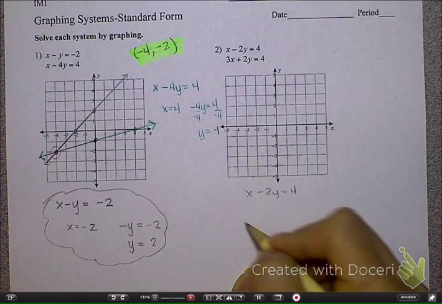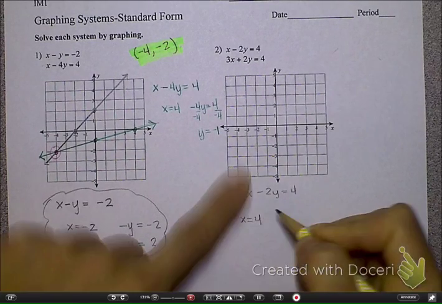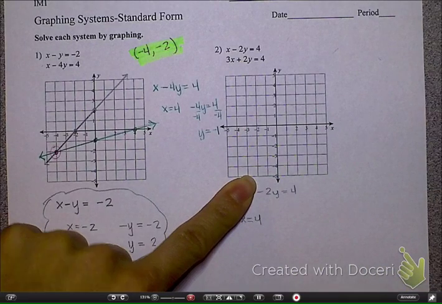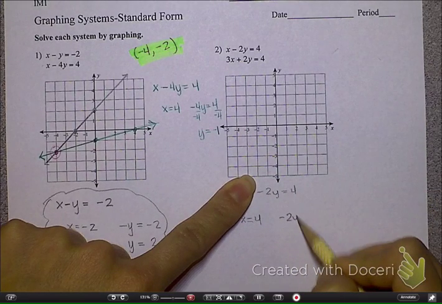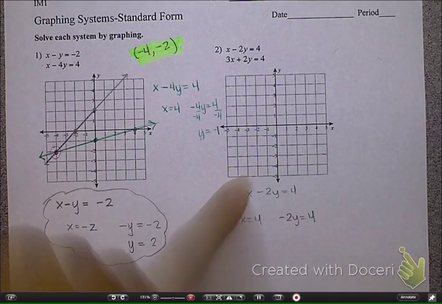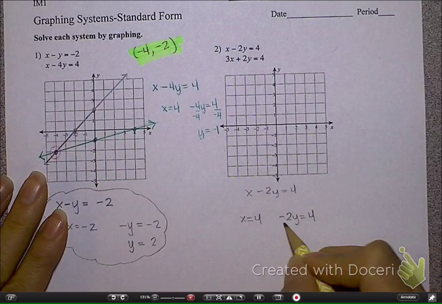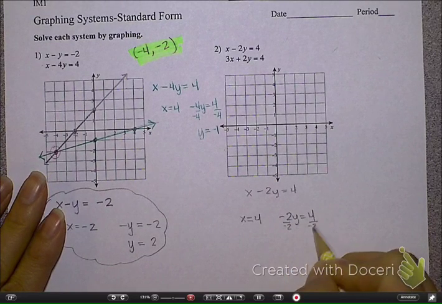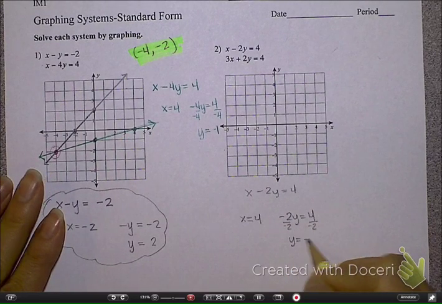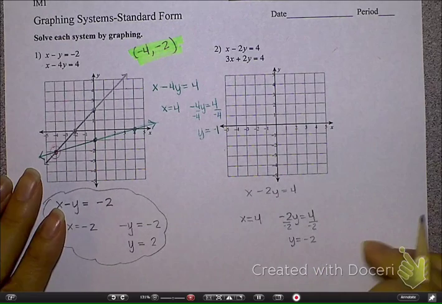4. Okay? What do I get for the y-intercept? Well, I get negative 2y equals 4, so how do I solve that? Divide by what? Negative 2, okay? So when I divide by negative 2, I'm going to get y equals negative 2 for my y-intercept, right?